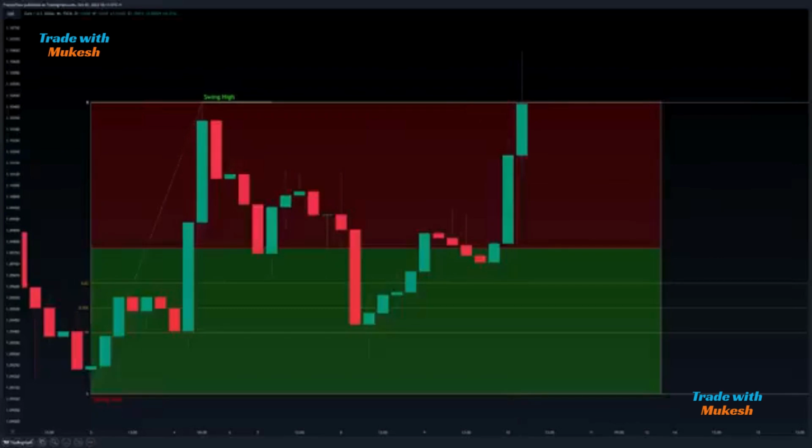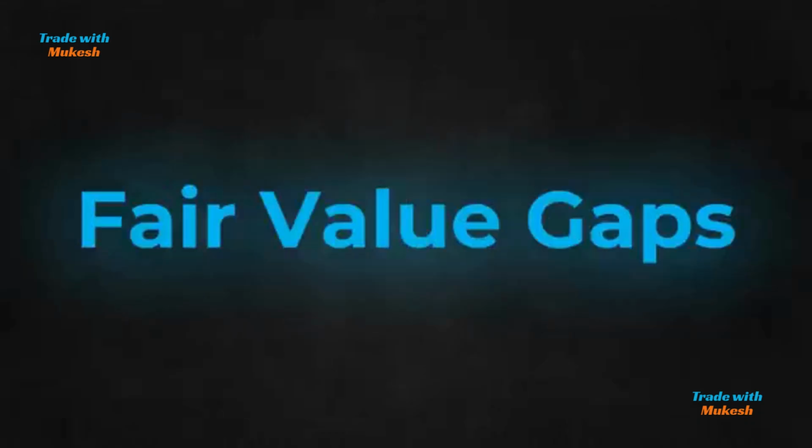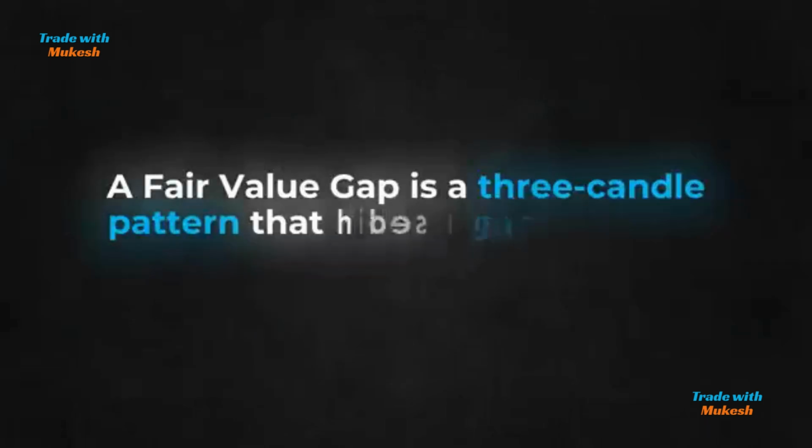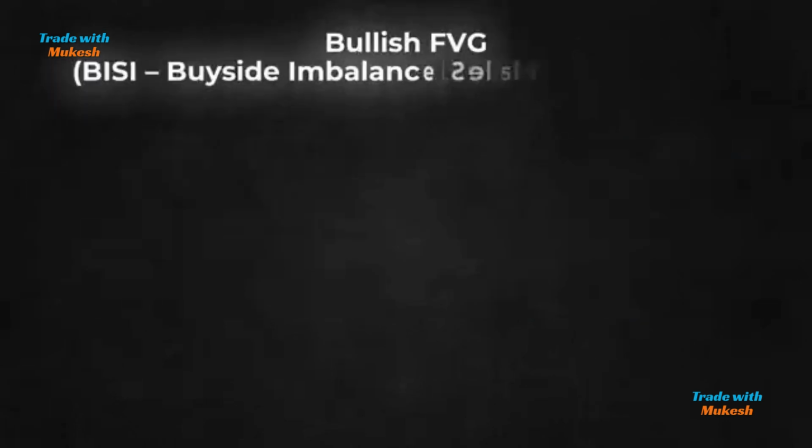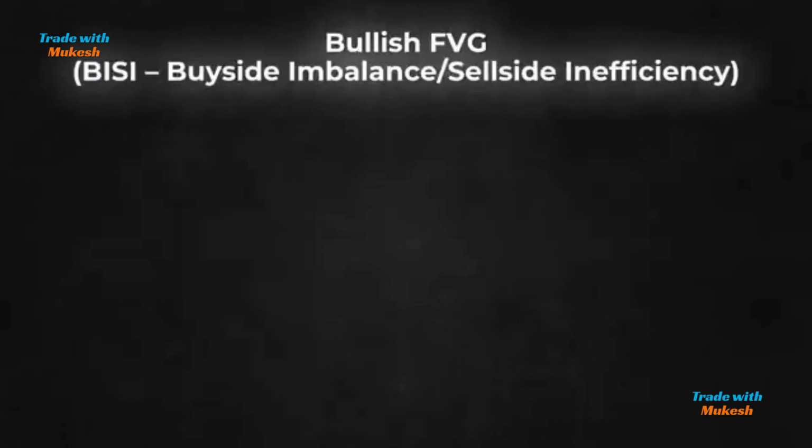One major concept in the ICT method is the fair value gap. The fair value gap is a 3-candle pattern that hides a gap between the first and third candle's shadows. Let's first take a look at the bullish fair value gap, which is often called BISI. BISI simply stands for buy-side imbalance and sell-side inefficiency.